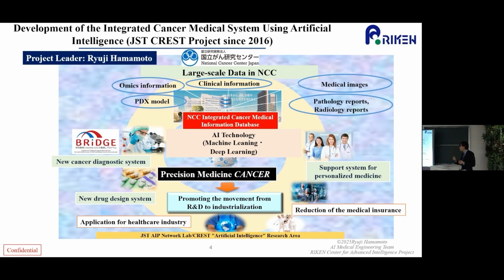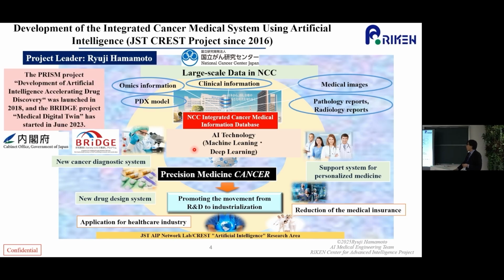Once we constructed the NCC integrated cancer medical information database, using AI technology and machine learning technologies, we actually develop new cancer diagnostic systems, a new drug design system, and a support system for personalized medicine. We are also promoting the movement from RIKEN to industrialization. Since 2018, Cabinet Office Government of Japan projects like PRISM and BRIDGE were added to our project.